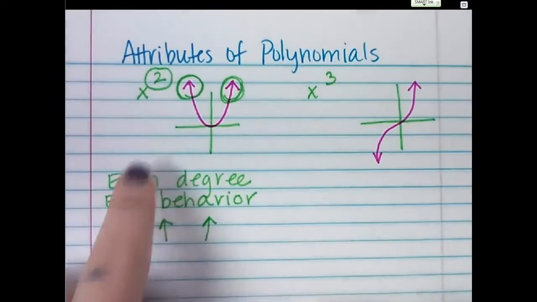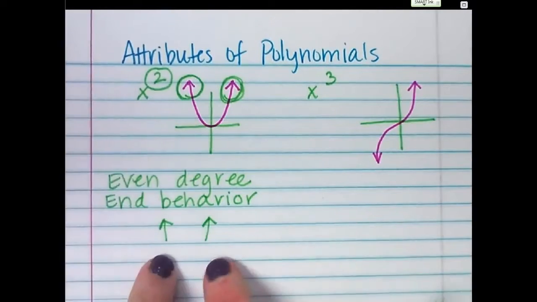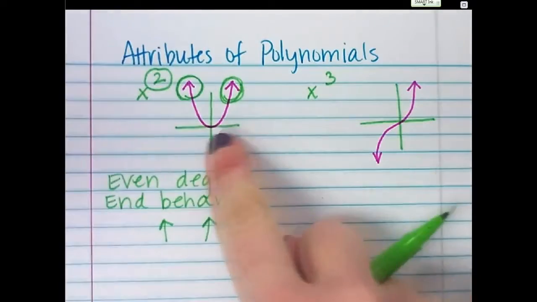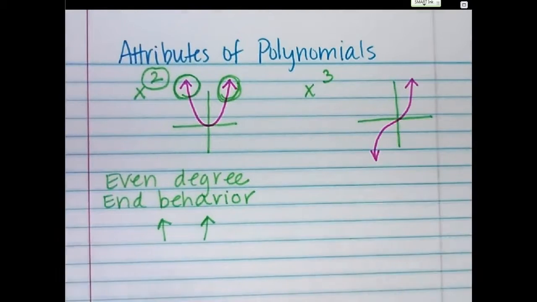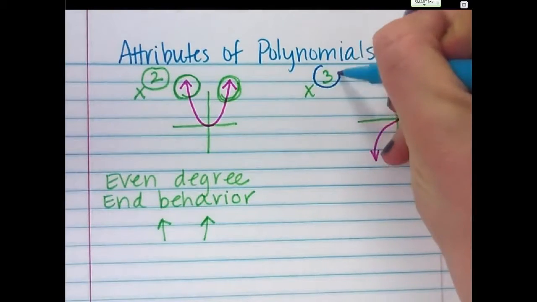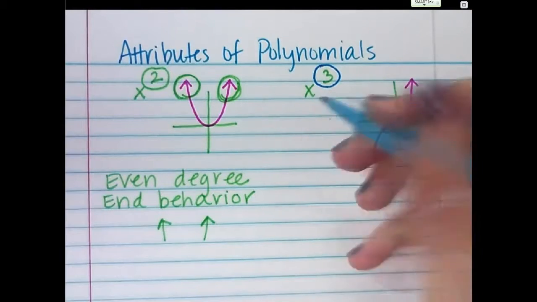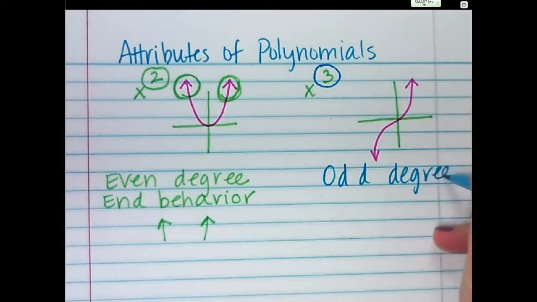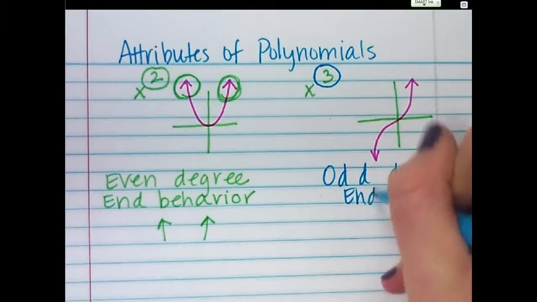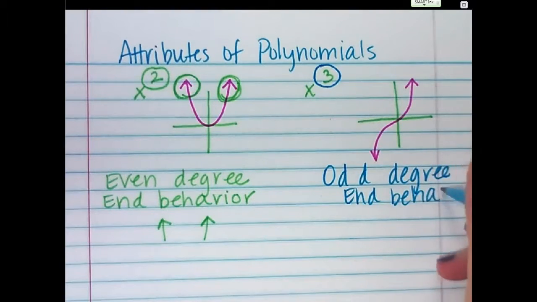So that means if I have an x to the fourth as my degree, it's still going to look the same on the end. It's just in between that is going to be different. Okay, same thing over here. If I have an odd degree, which today we will not do anything more than x cubed, so odd degree, the end behavior goes down on the left and up on the right.